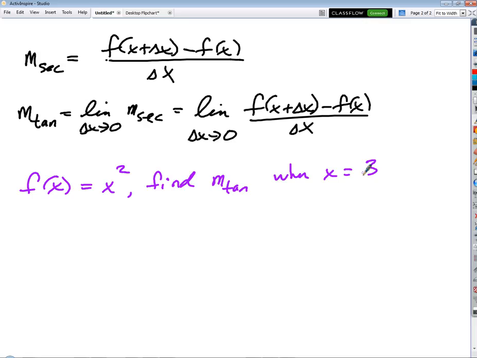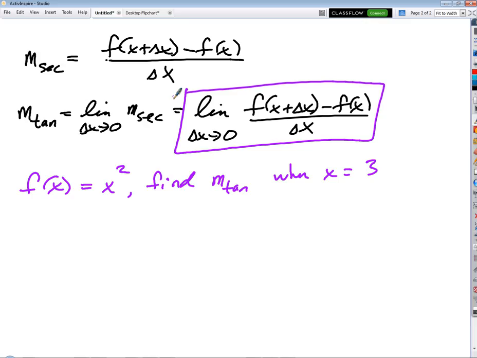Well, this is our formula, right? This tells us what the slope of the tangent line is. We've just got to get more specific. Well, what's our f of x, for example? Our f of x is x squared, right? Okay, so let me ask you a question. If f of x is x squared, what's f of a?